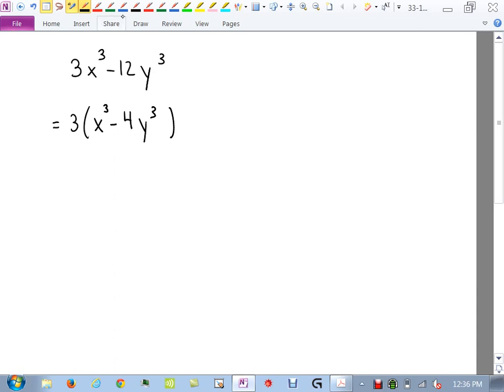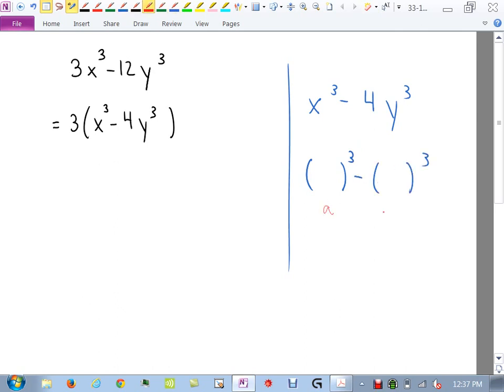So in order to break that down, I need to make sure I can rewrite this as something cubed minus something else cubed. And those 2 things I would call my A and my B, right? And that's what would be going into the formula. So what do I cube to create x cubed? Just x, right? What do I cube to create a 4?